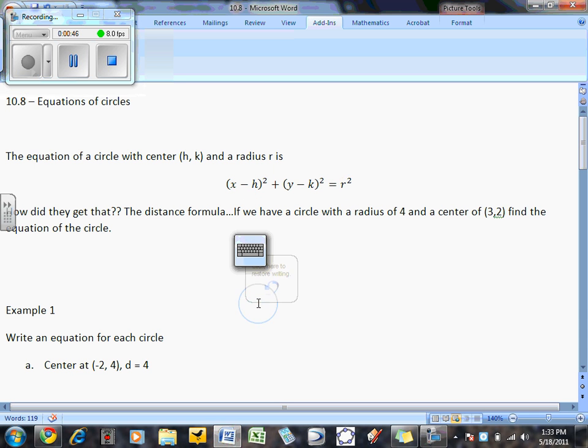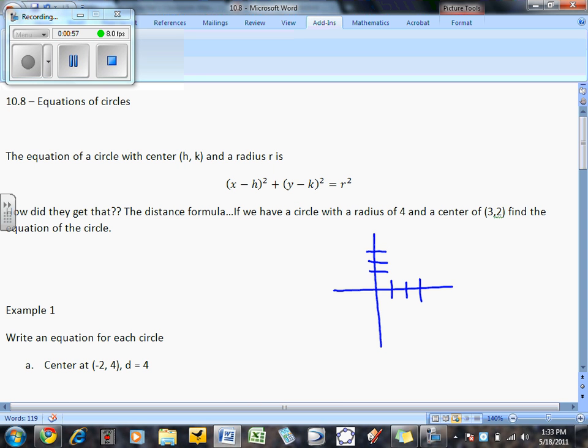How did they get this equation? Well, they got it from the distance formula. If we have a circle with a radius of 4 and a center of (3, 2), I go over 3 and then up 2. It has a radius of 4, so I need to go somewhere 4 units. This point right here, (7, 2), has to be a distance of 4. We know it has a radius of 4.